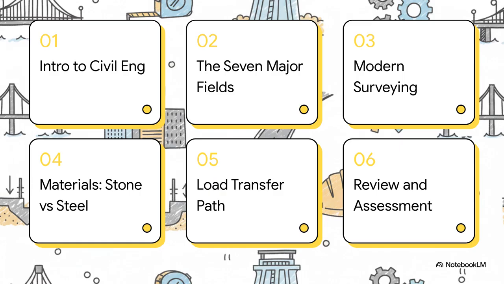We're going to cover 1. An Intro to Civil Engineering, 2. The 7 major fields, 3. Modern surveying evolution, 4. Materials, specifically stone versus steel, 5. The structural load transfer path, and finally, 6. A student review and assessment.